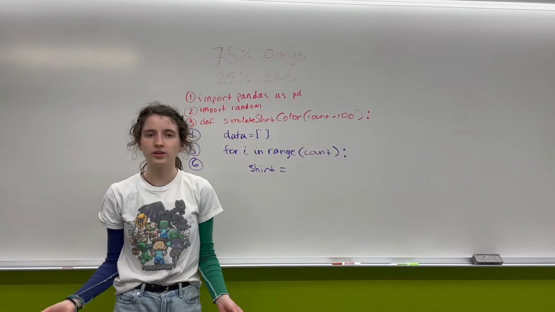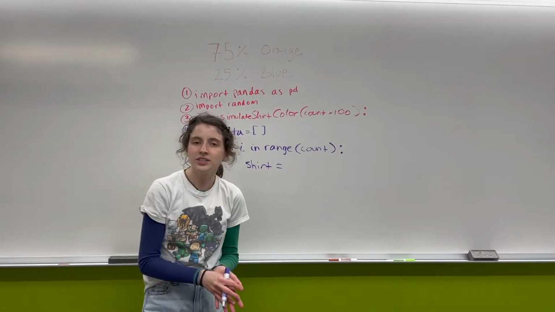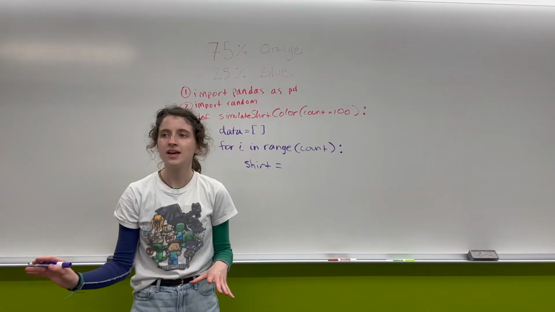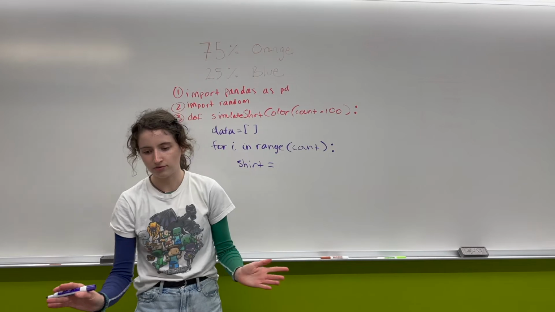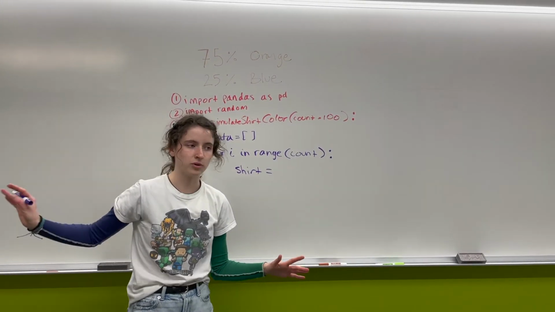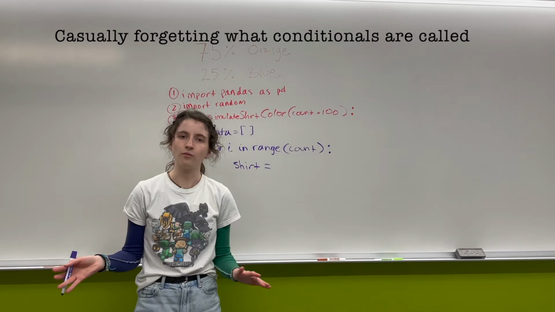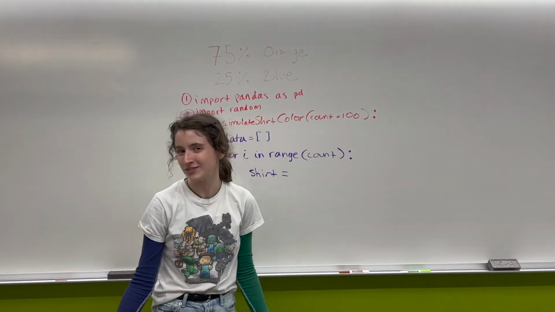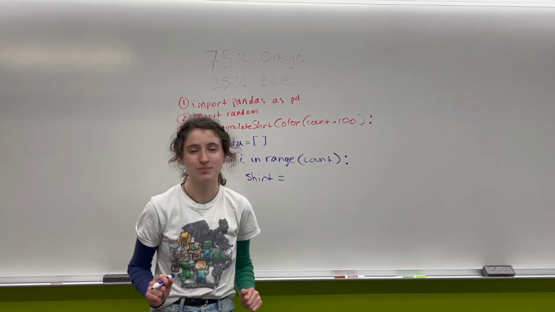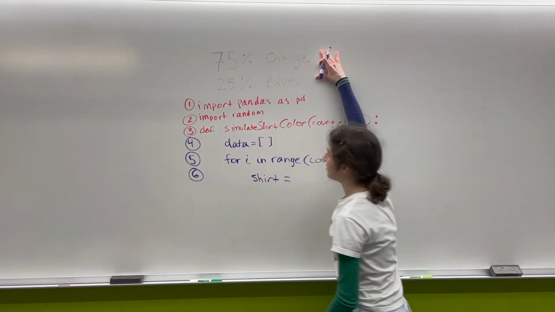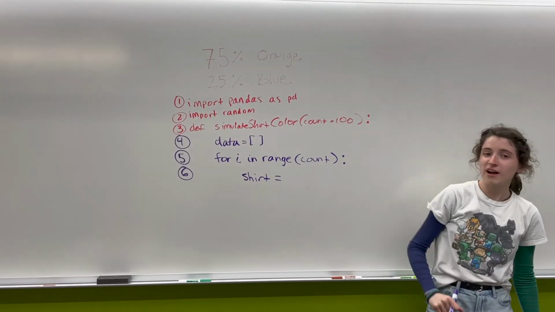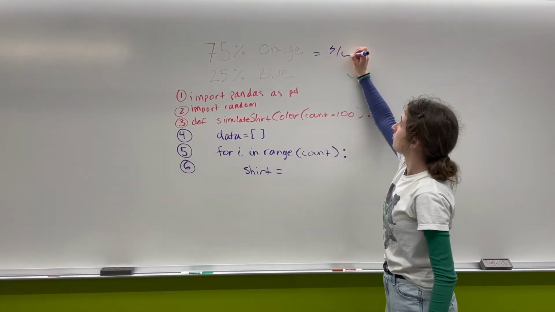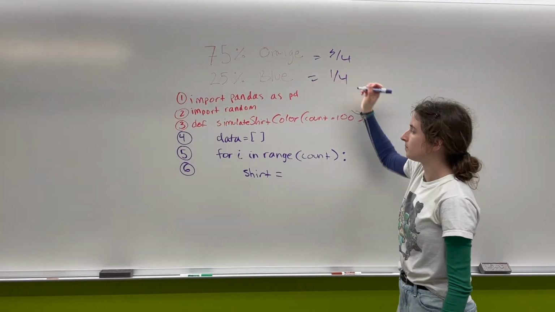And then how are you actually going to randomly select the shirt color? I've seen some people try to do it by making shirt a random integer from 1 to 100, and then doing if it's 1 to 25, then it's blue, and then 25 to 100, then it's orange. And yeah, you can do that with conditionals if you want, but that's kind of too complicated and does not need to be that hard, right? So think about the information you have. 75% orange and 25% blue. Percentages are also fractions, so this is also 3/4 orange and 1/4 blue.